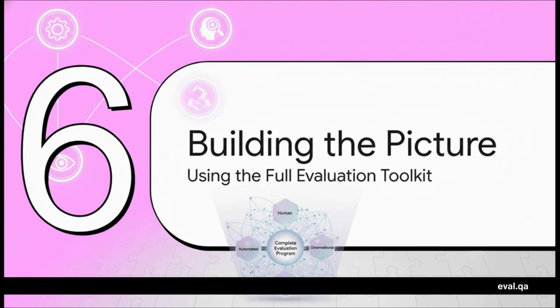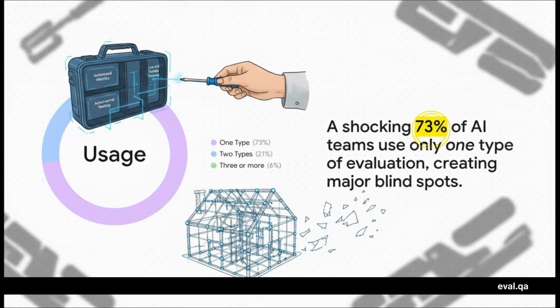Okay, let's bring it all home. We need to build the complete picture by using the full evaluation toolkit. We've got our 4 types: automated, human, hybrid, and observational. And the key takeaway here is that you don't pick one. They're not alternatives. They're complementary tools, and you really need to use them together. But this is where it gets kind of scary. When you look at how most teams actually work today, it's not great. Almost 3/4, 73% of teams are only using one of these methods. Just one. That's insane. It's like telling a carpenter to build a house, but only giving them a hammer. You're guaranteed to have some serious blind spots.